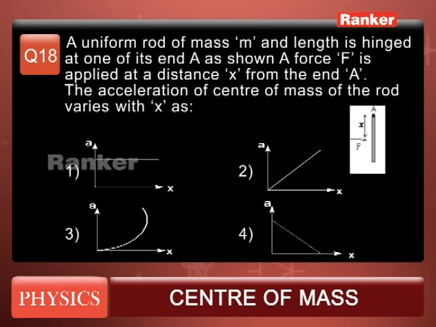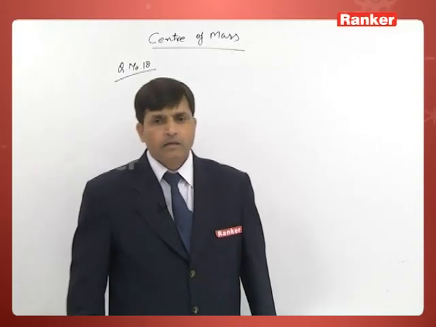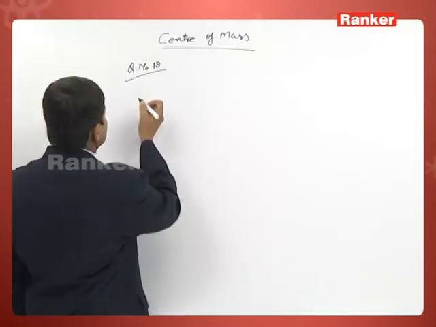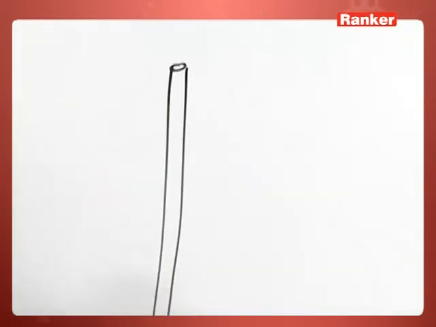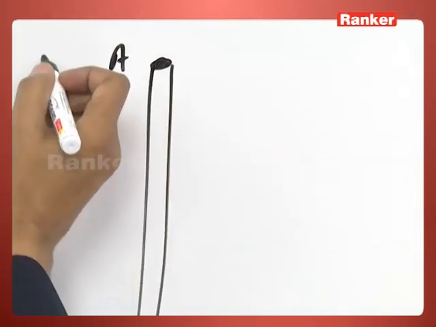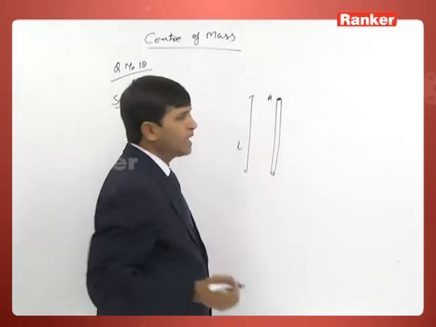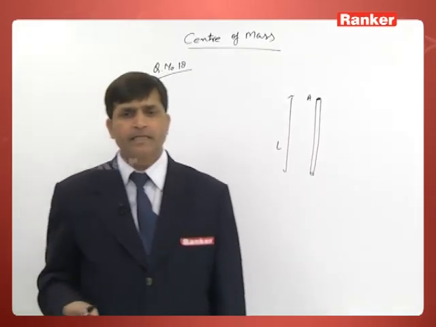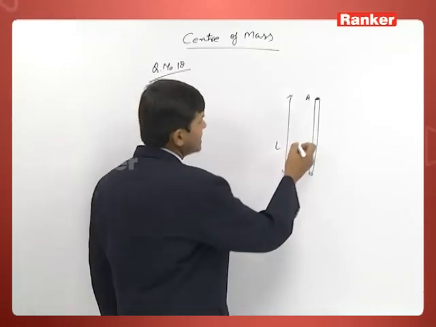In the first graph, a straight line not passing through the origin, parallel to the x-axis. In the second option, it is also a straight line passing through the origin, the third is a curve passing through the origin, and the fourth is again a straight line. So, now see the solution of this. It is given a rod, and this rod is hinged at point A, the length of the rod is L, and the force F is acting at distance x.